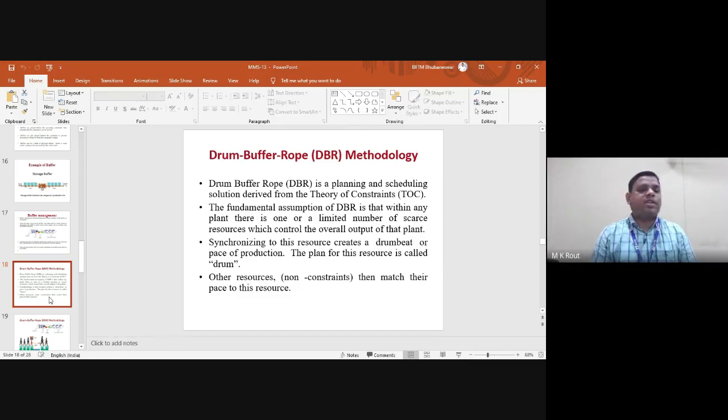With the help of synchronized manufacturing, or synchronizing to the resource, you create the drum beat or the pace of production. The plan for this resource is called the drum, and the other resources, known as non-constraints, then match their pace to this resource. So here is a typical example.